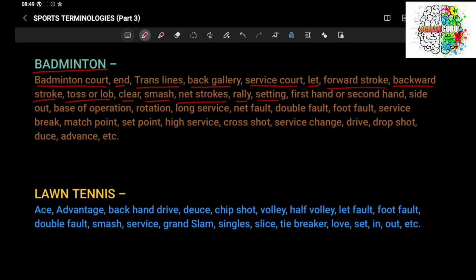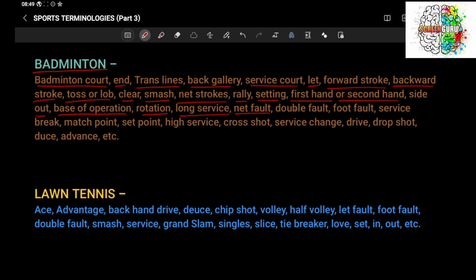Then we have setting. Setting means putting the cork in the right place. Then we have first hand or second hand, side out, base of operation, rotation, long service. Now this is the type of service. When you start the badminton game, that is called a service. After a point or when the game starts.